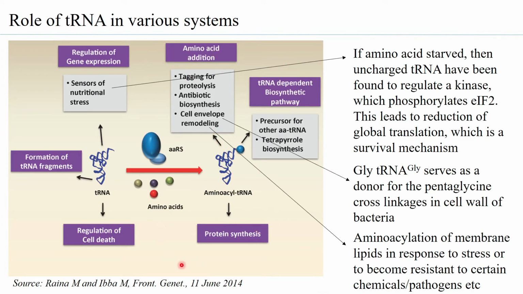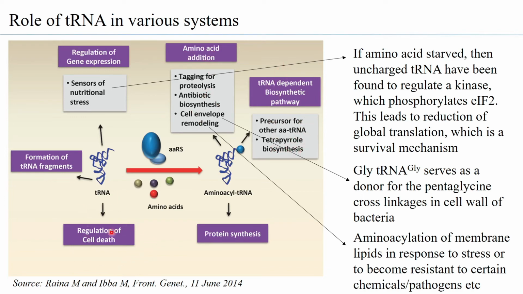So here what you are observing is how a charged tRNA is helping in processes not pertaining to protein synthesis. Of course, its main function has been observed in protein synthesis, but what can also be found is that it is able to help addition of amino acid to certain molecules, or it is able to help in synthesis of, say, for example, tetrapyrrole.